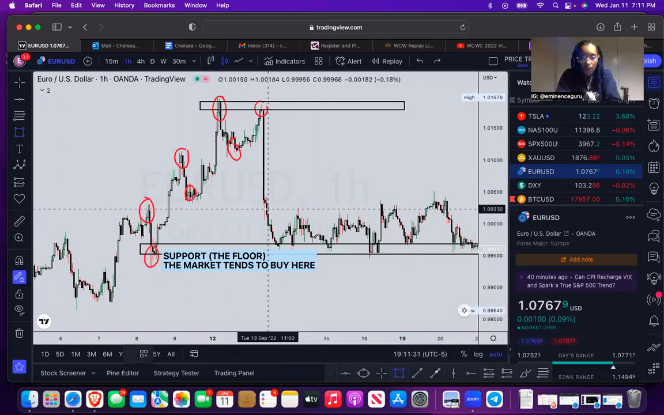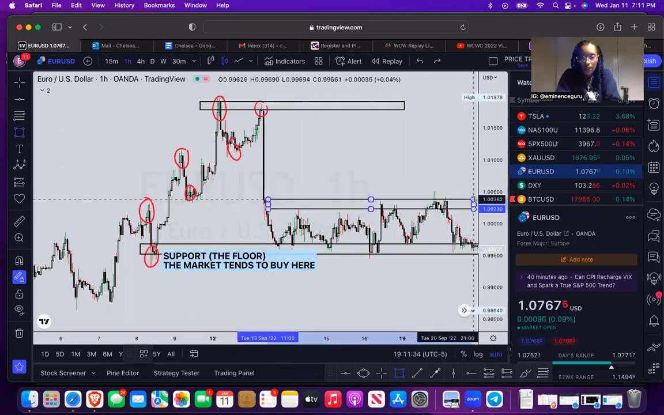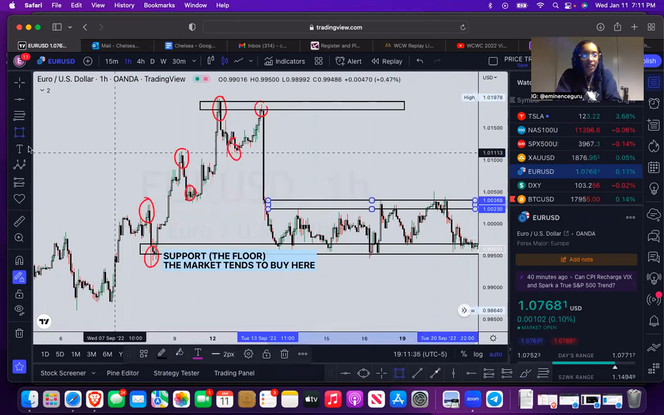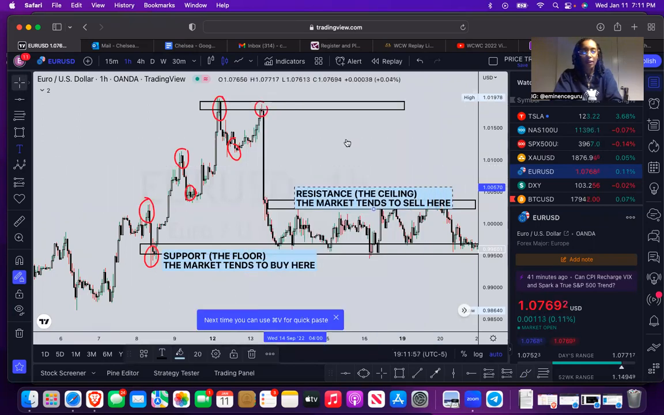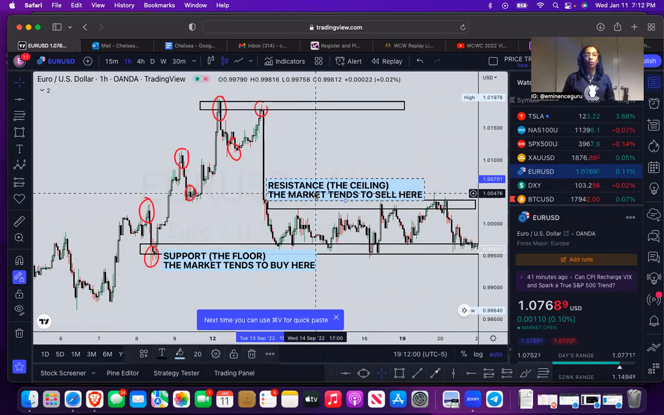So this is the ceiling right here. And this is known as resistance. That's where they would sell at the top. The market tends to sell right here. So we got resistance, we got support.